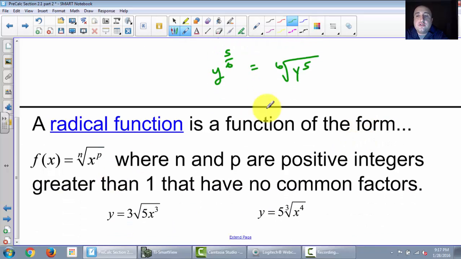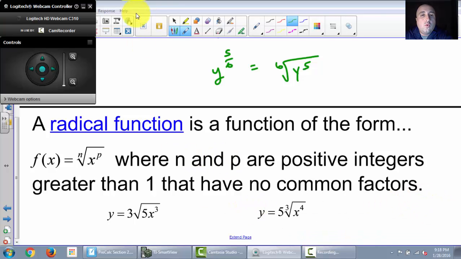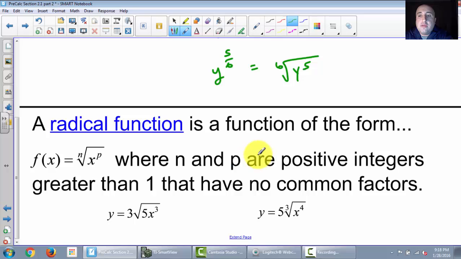A radical function is a function of the form where n and p are positive integers greater than 1 and have no common factors. So we're not using 1 for either of these. They are greater than 1, and they have no common factors. If you look here, 2 and 3 don't share factors, 3 and 4 don't share factors. So that's what that means, and that's what a radical function is. It's a function with a radical. It's as simple as that.